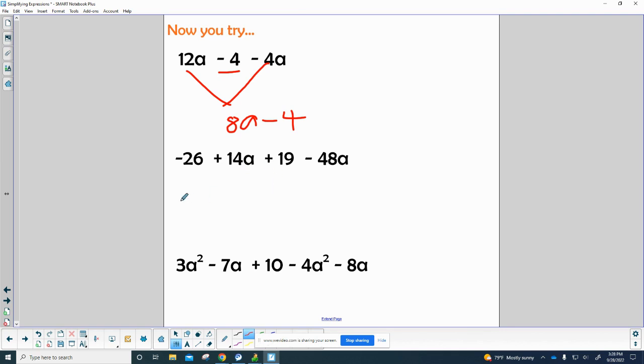This next one, negative 26 plus 14a plus 19 minus 48a. So in this first set, negative 26 and 19 would be negative 7, and then 14a and negative 48a would combine to be negative 34a. And that's how you do these type of problems.